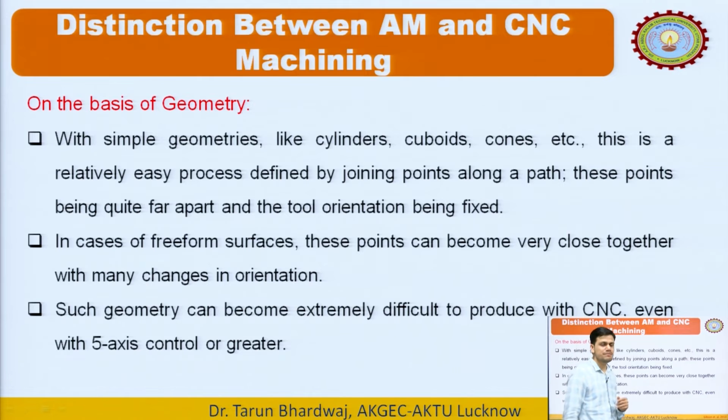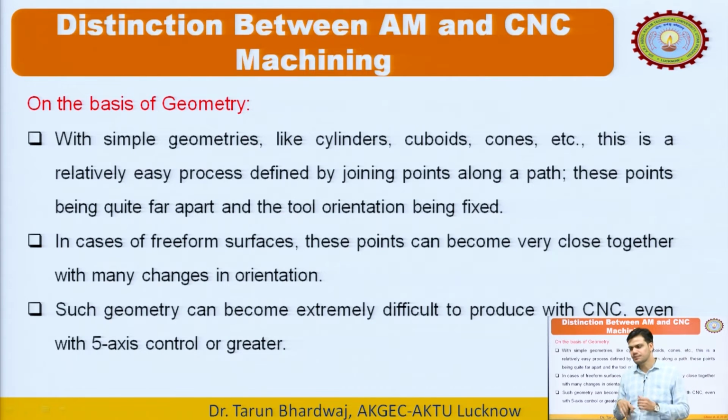Now with simple geometry like this cylinder, cuboids, cones, है ना, these are basically very simple geometries, so they are relatively easy to process, defined by joining the points along a path. So these points being quite far apart and the tool orientation being fixed, तो आप यहाँ पे अपने टूल को फिक्स करके और एक पॉइंट से दूसरे पॉइंट पर ले जा सकते हैं.